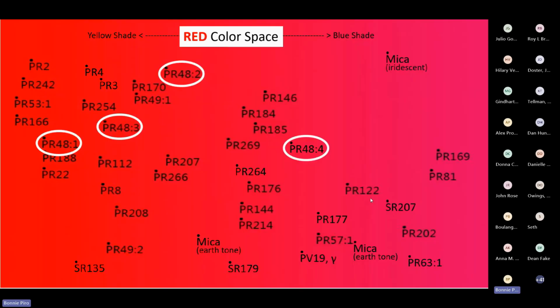In the red color space, these 4 pigments make up this particular location, with the Pigment Red 48:1 being the most on the yellow side, and the 48:4 being the most on the bluer side of that red space. And then 48:2 and 48:3 are in the middle. Of course, this is in general. This also depends on the application it's being used in and how well it's dispersed, as far as the color development goes. And you'll see that throughout the presentation here as well. But in general, this is where they lie.